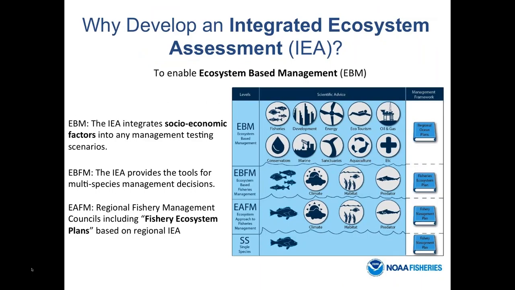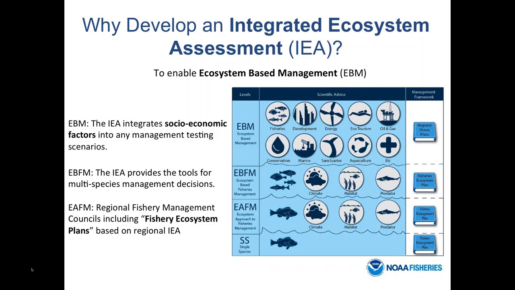So why develop an ecosystem assessment? This is really just a quick review, but up until recently, single stock species assessment has been the primary way of managing fisheries. For decades, NOAA has had the goal of developing EBFM, but until recently have lacked the tools and the framework to do it. And the IEA, a national effort, provided that necessary framework.